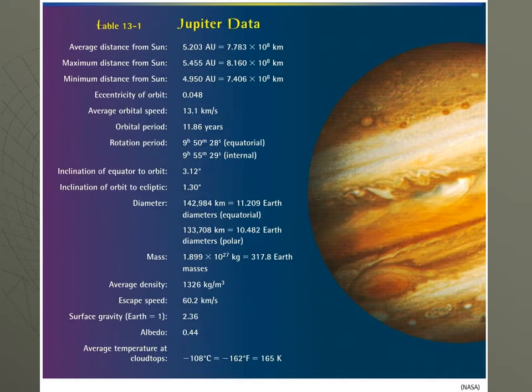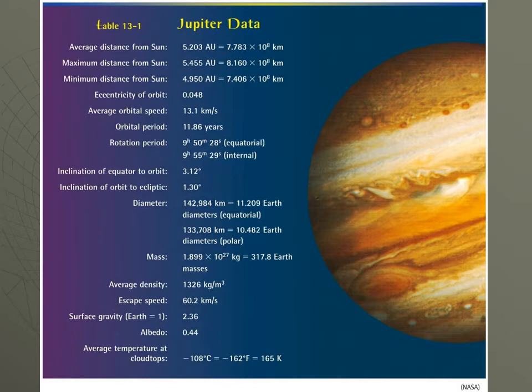Jupiter averages about 5.2 AU from the Sun. Its orbit is slightly elliptical, as you can see up there, eccentricity 0.05. That's not a huge eccentricity there. It's about typical. It takes almost 12 years to go around. It rotates in about 10 hours.